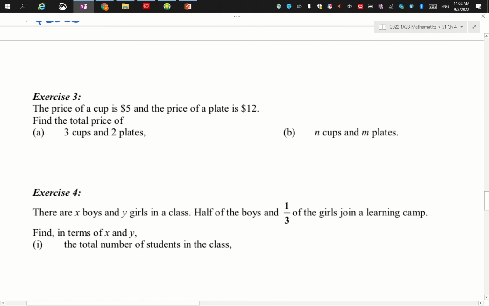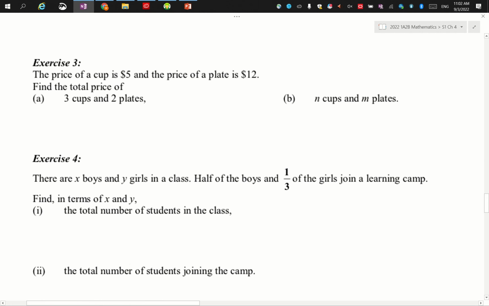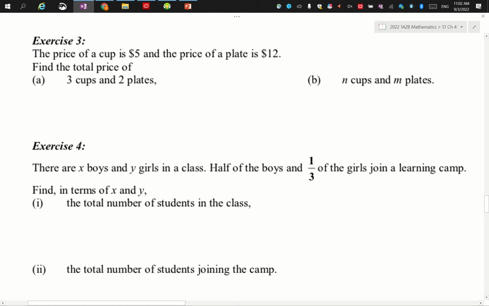Next, we have the price of a cup, $5, price of plate, $12. Find the total price of 3 cups and 2 plates. Let's do this together. What do you think our starting word should be? How should we start off? What do you want to find? Total price, right? So you write down total price. Total price equals to. Now I don't need to separately find 3 cups how much, 2 plates how much, then add. Just put it down all in one working.